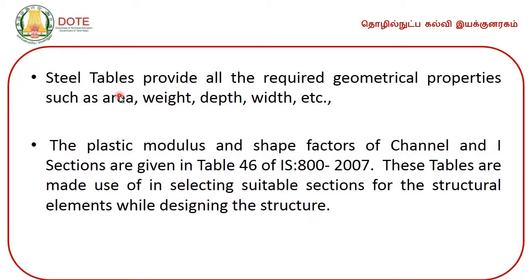And all the properties of all these sections are available in the steel tables, namely the geometrical properties: area, weight, depth, width, breadth of flange, depth of flange, breadth of web, etc., and the very important geometrical property, moment of inertia about the major axis and the minor axis, as well as the radius of gyration about the minor axis and major axis, section moduli about the major axis and the minor axis. All these values you can pick from the steel table, and also you can pick the values of plastic modulus and shape factors for the channel and I sections from table 46 of IS 800/2007.